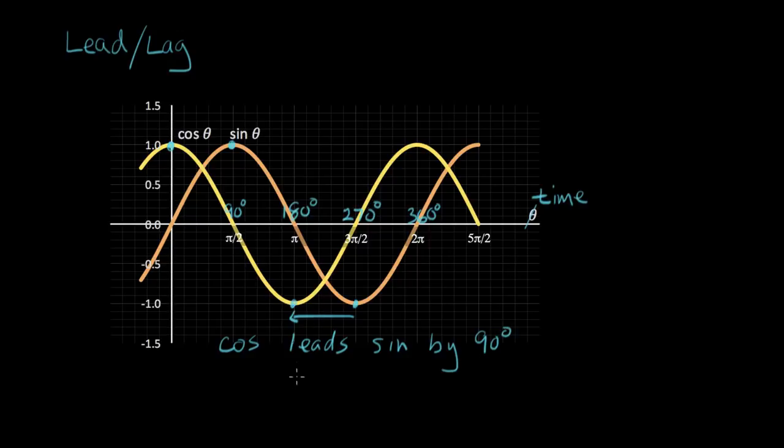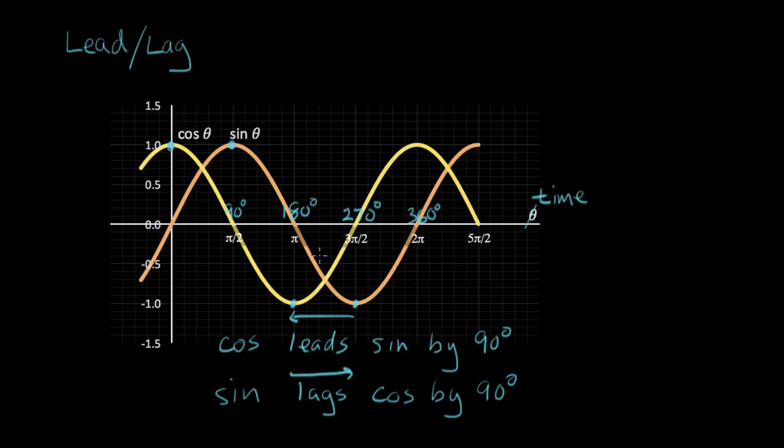Now I can take exactly the opposite point of view. If I measure where the sine is relative to cosine, and I say it's behind, then we would say it lags. So the phrase we hear would be sine lags cosine by 90 degrees. So that's the term lead and lag. That's what those mean.